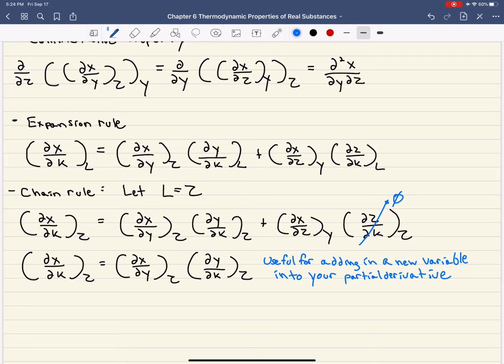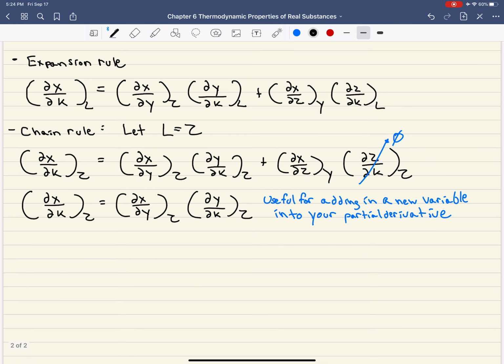In any case, I want to stress that so far I've only focused on math, right? I haven't mentioned anything about physics. This is just how partial derivatives work. These are different properties of partial derivatives. And so here I just use x, y, z, k, and l.